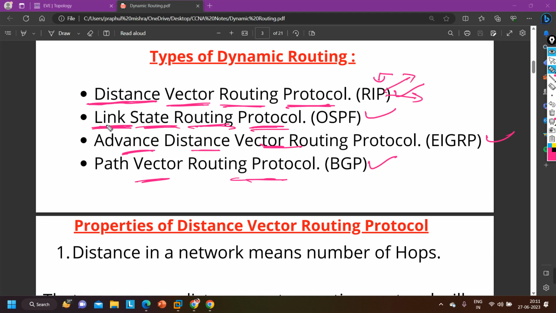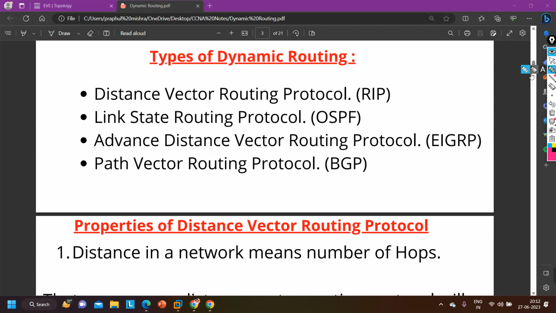That's why I'm telling you, if you understand the properties of link state routing protocol, you can easily understand the ISIS protocol and the OSPF protocol, because both are link state routing protocols. If you understand the properties of distance vector routing protocol, you can understand RIP version 1 and RIP version 2. There are only some differences that you need to learn. Then EIGRP is also there and BGP is also there. Done. So let's begin with distance vector routing protocol.